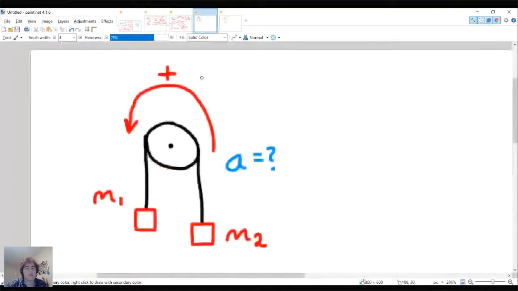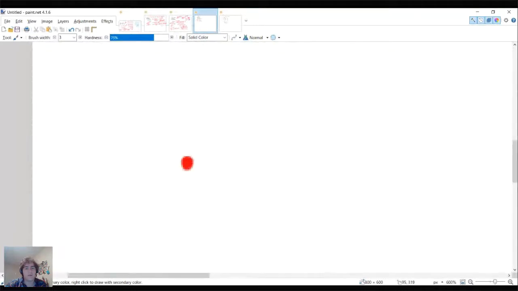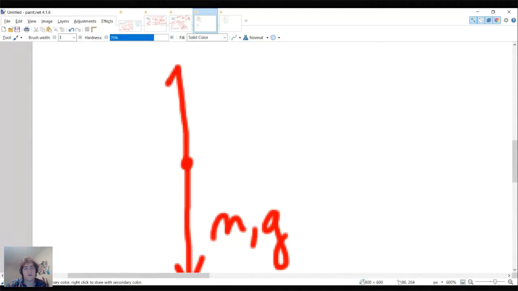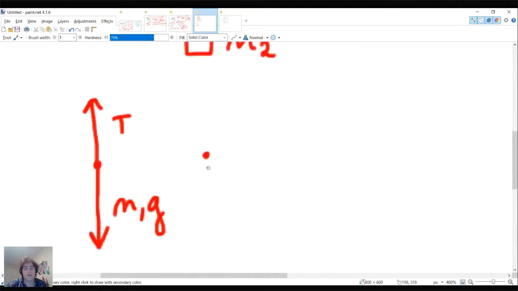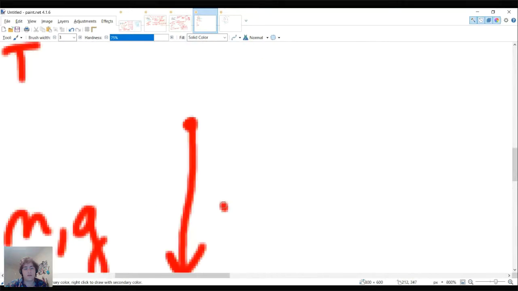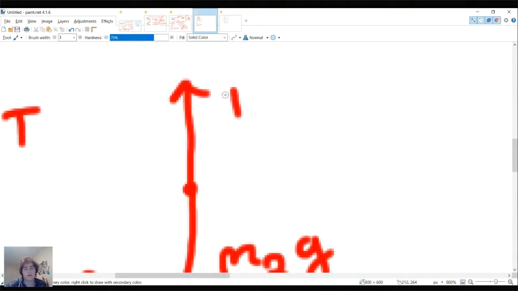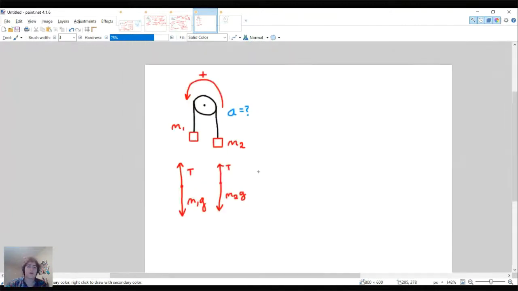So we have this now, and we're going to draw the free body diagram for M1. For M1, there's a force of gravity pointing downwards, and there's a tension force pointing upwards. And for the second one, we have the same case. However, we have to really think about what's positive and what's negative. So for M1, we have down being positive. So the force of gravity is going to be positive.